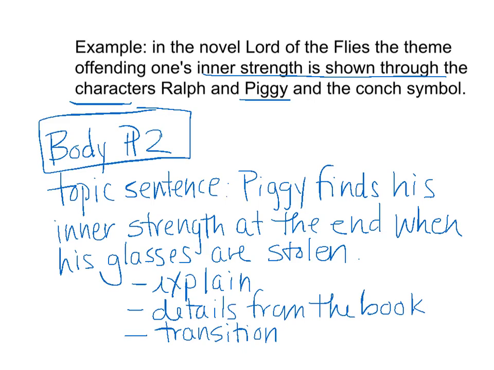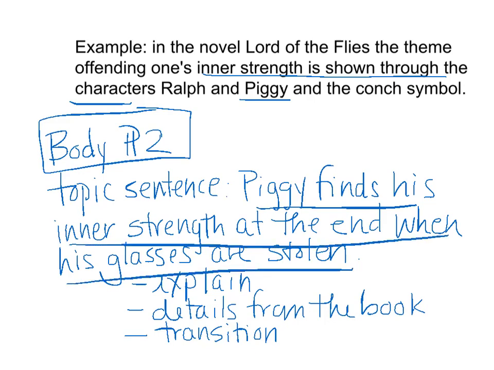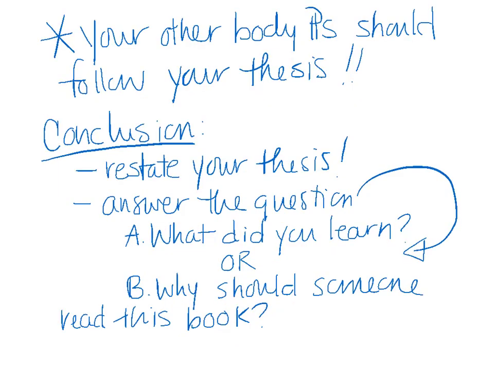I would then make Piggy all about my second body paragraph. So again, mix it up. Don't make your topic sentences all sound the same. So I wrote, Piggy finds his inner strength at the end when his glasses are stolen. Again, you have to explain it, find your details from the book, and then at the end of that paragraph, give me a transition to the next paragraph. I'm not going to go into the third body paragraph, but it should follow the same formula. So your third body paragraph would be all about the conch symbol.